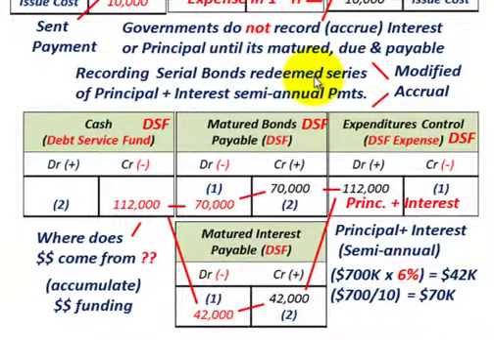Okay, so now let's go down again. Recording our serial bonds redeemed in a series here, those series of 10 semi-annual payments for this 5-year bond. So this is where it involves both the principal here and our interest on a semi-annual basis. Again, we're going to be using modified accrual. So what you want to do here, we've already went through the matured interest payable. We already looked at that up above.